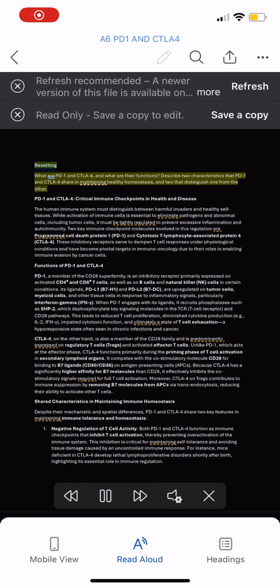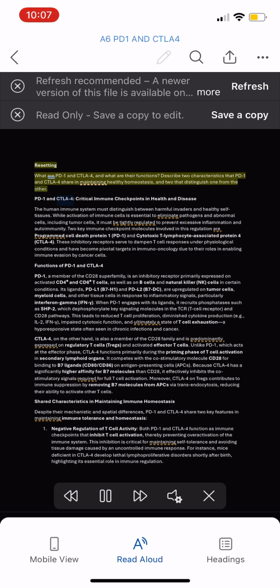Resetting. What are PD1 and CTLA4, and what are their functions? Describe two characteristics that PD1 and CTLA4 share in maintaining healthy homeostasis, and two that distinguish one from the other.